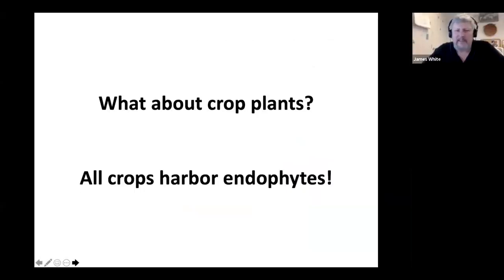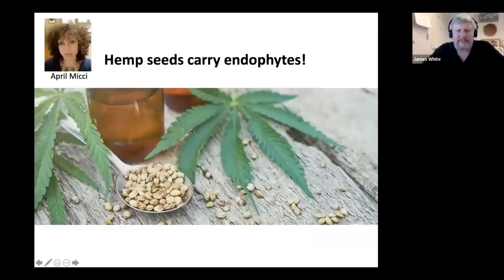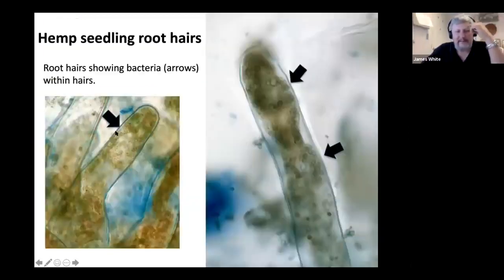Crop plants, all of them harbor endophytes. Here's one: one of my graduate students, April Michi, is trying to work on endophytes in cannabis. Of course, it's not quite legal here, so it's kind of hard to work on this right now. But we do have some people who are approved, so we can do a little bit of work on it. But if you take the seed of cannabis, it naturally carries endophytes in the seed, and you germinate that, take a look at it, you get this.